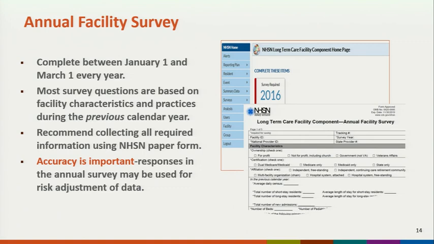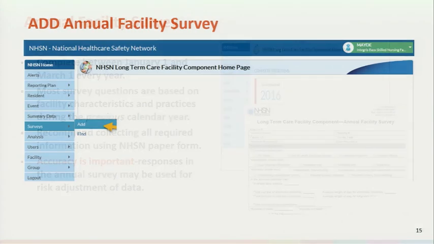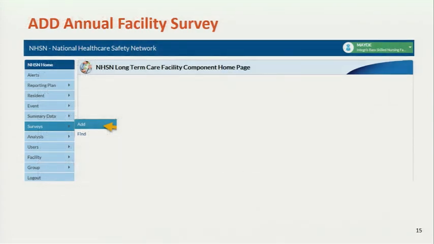So let's talk a little bit about adding and editing the annual survey. To access the survey on the home screen of NHSN, you want to go to your left navigation bar. This is the navigation bar, and you will hear me speak to this a lot today. Go to Survey. If you want to add a survey, you click Add, and so that's what we're going to do first.